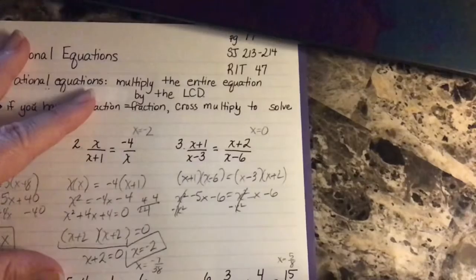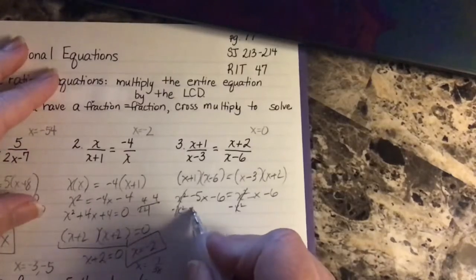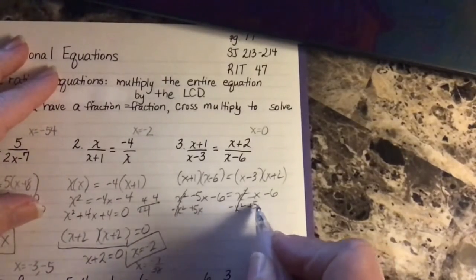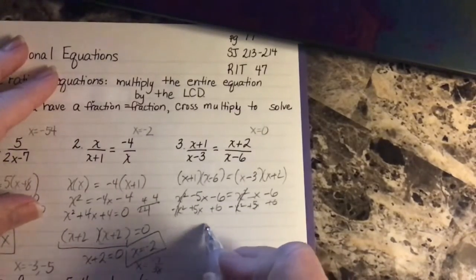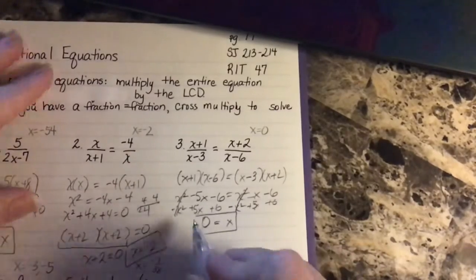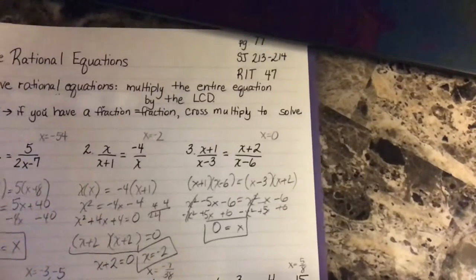Subtract x squared, so my quadratics are gone. I am going to add 5x and add 6. So I'm going to have 0 equals x. X equals 0 is the solution. That's what it says up here. Okay, going on to number 4.